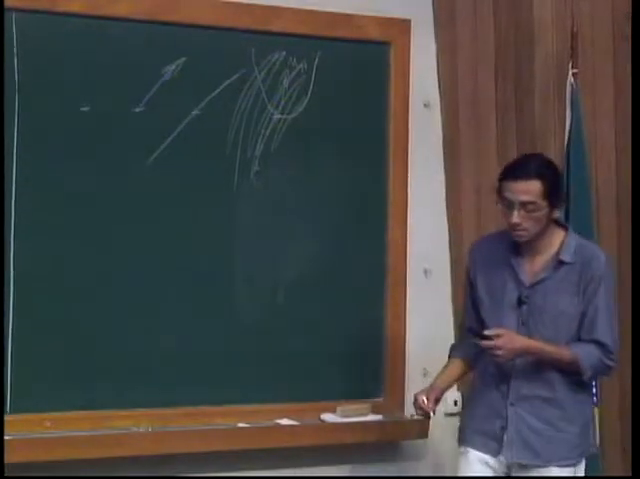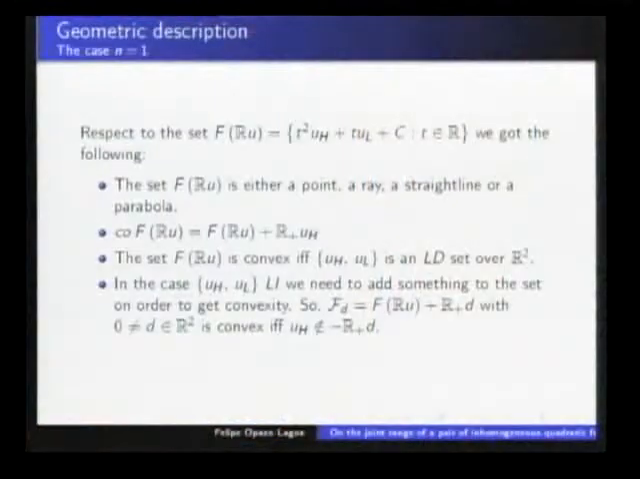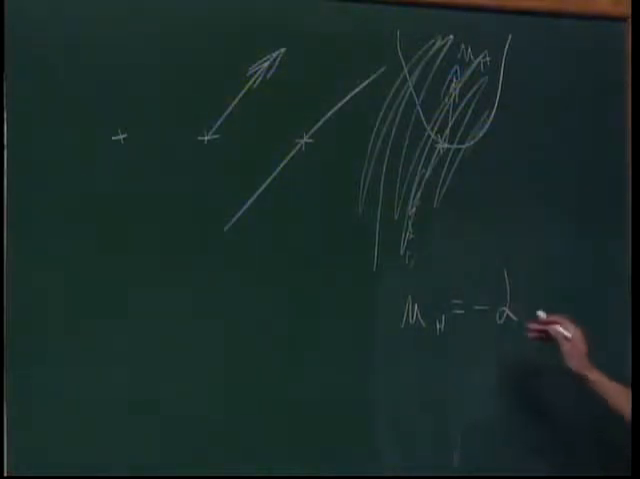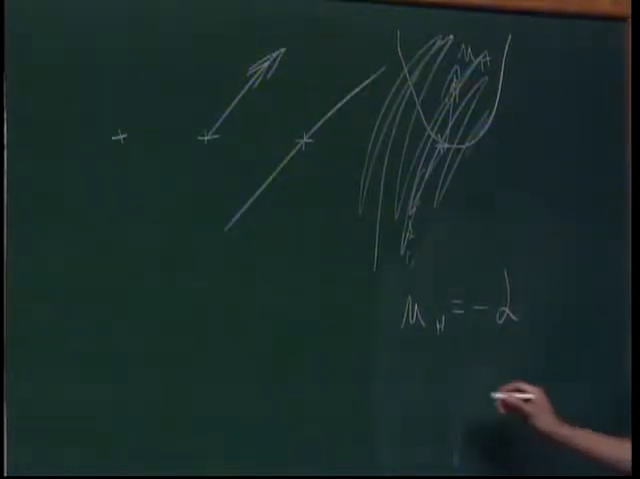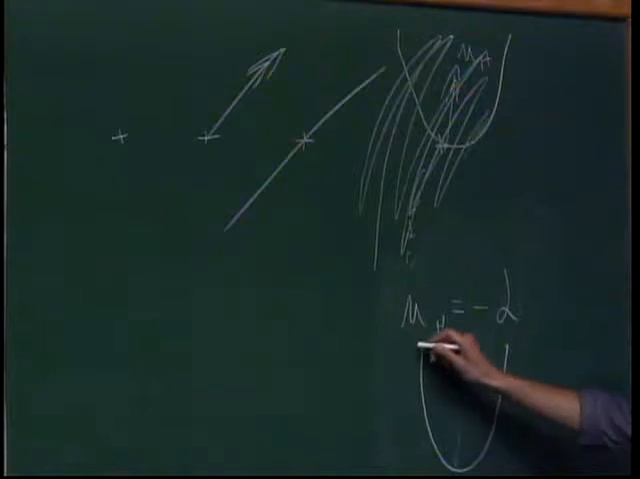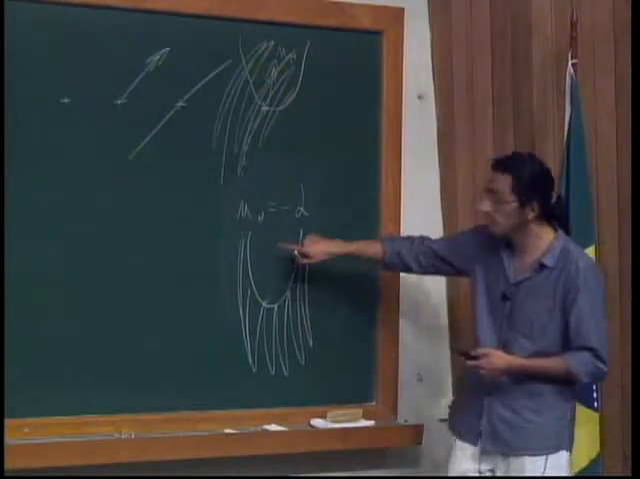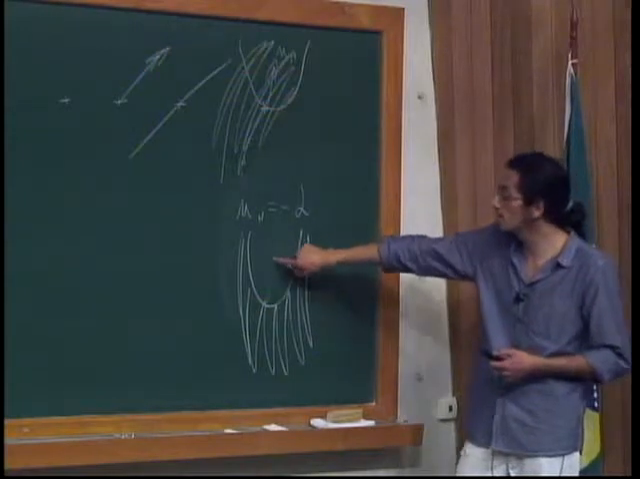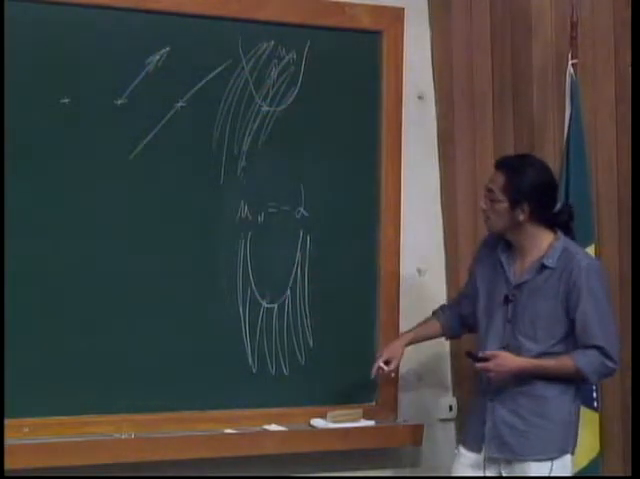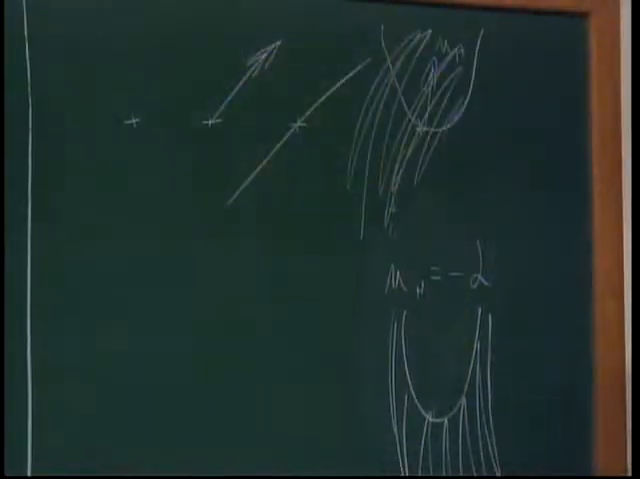Okay, which is not true when the homogeneous part is in the opposite direction of the direction we must add. In that case, something like this happens. It's like the complement of the convex hull of the original set, which is non-convex.